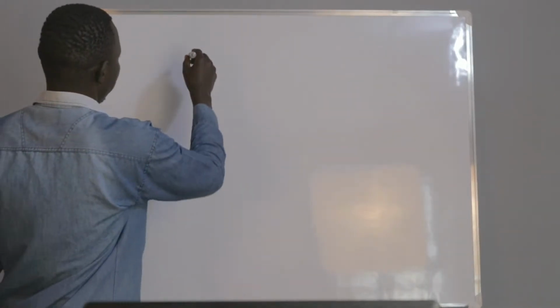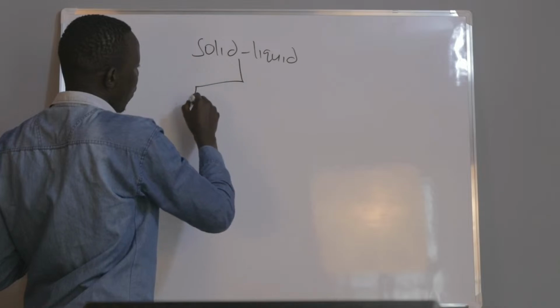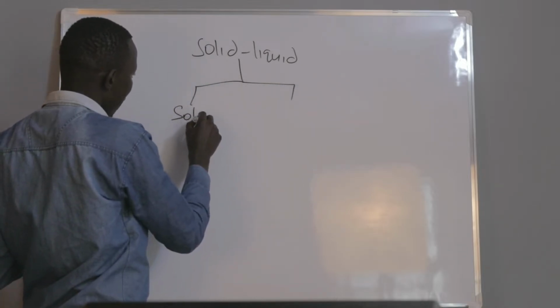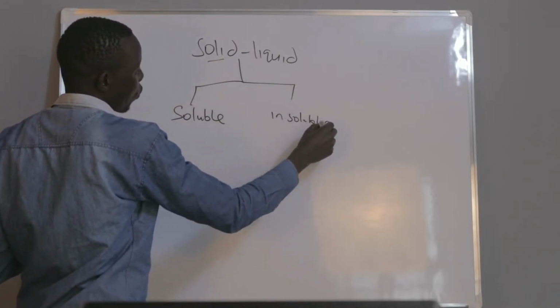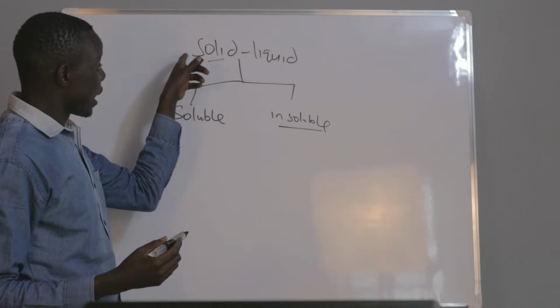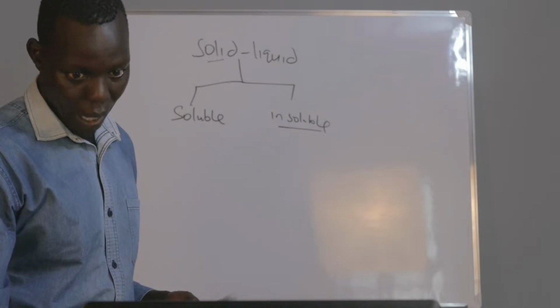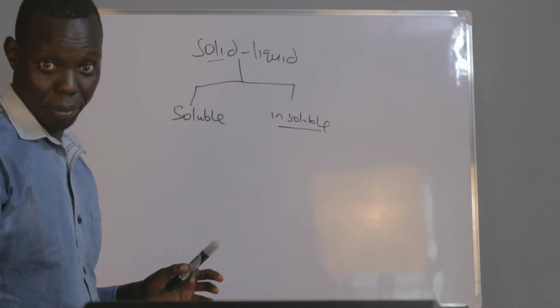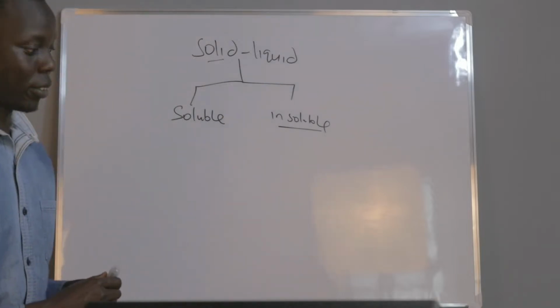When we talk about a solid-liquid mixture, I will split it in two: soluble solid, and insoluble solid. Remember, of a solid and liquid, the solid is called the solute, while the liquid is called the solvent.